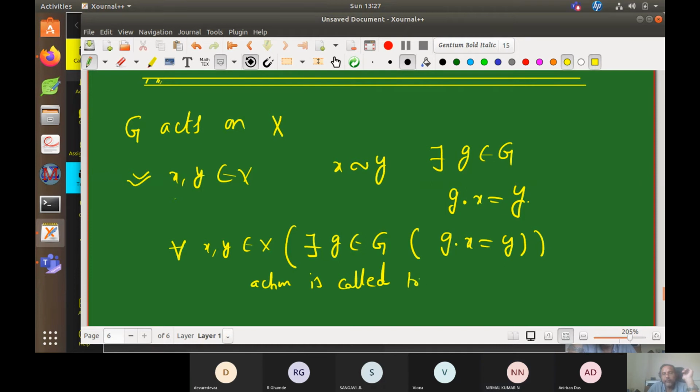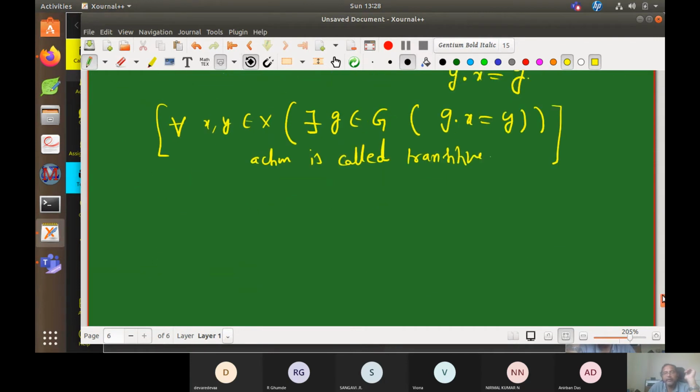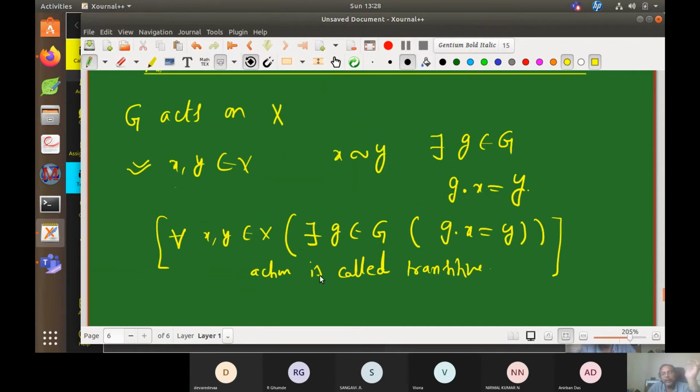Transitive action. So this is called transitive action. So G acts transitively on X. For any two elements, I can take one to another. I will come to this again and again. Then we'll say that G acts transitively on X.